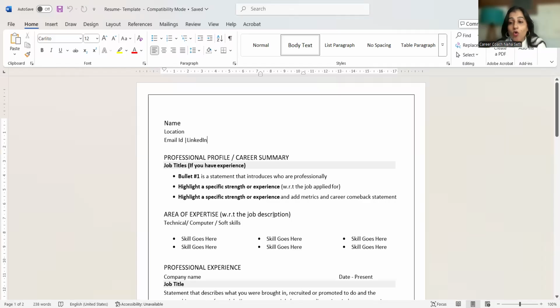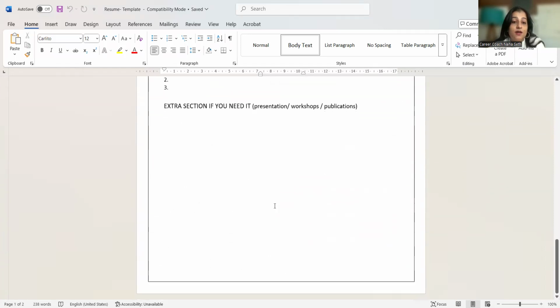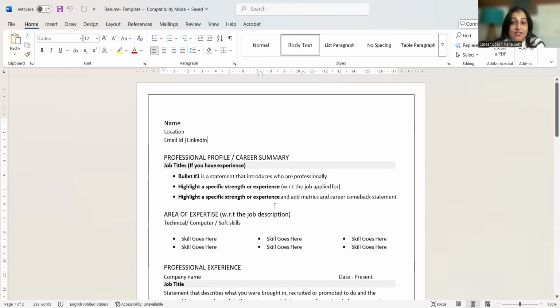Before we start, there is a template in the resources section which you can refer to, because I'm going to refer to this complete template throughout the whole video. Keep it handy, or open this Word file while you are listening to this video completely.